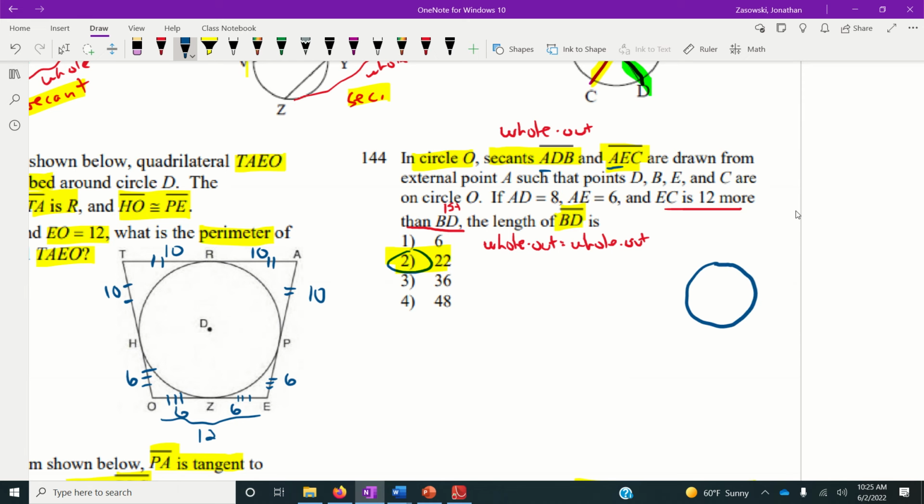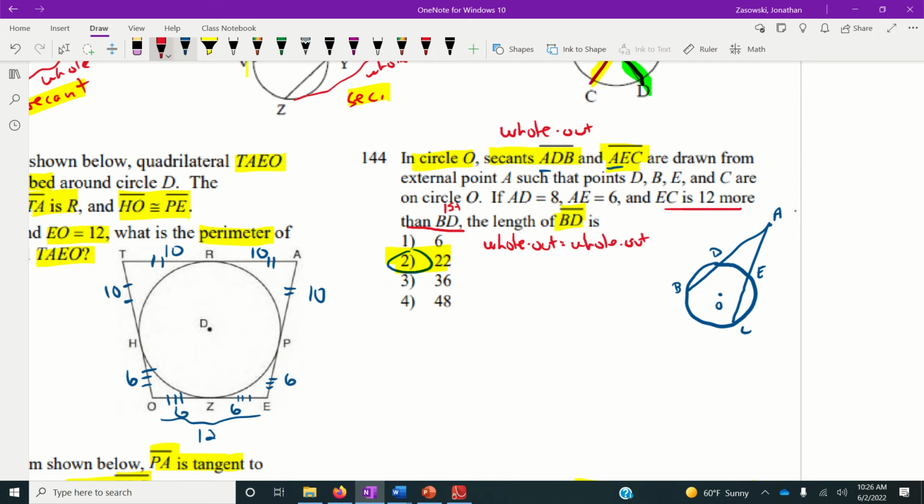Now, because A is the same letter in both secant lines, I know that A has to be outside the circle here. Okay, and it's going to be drawn something like this. All right, now it goes from A to D to B, and then A to E to C. So that's how it looks. And the circle is O, so O is the center.